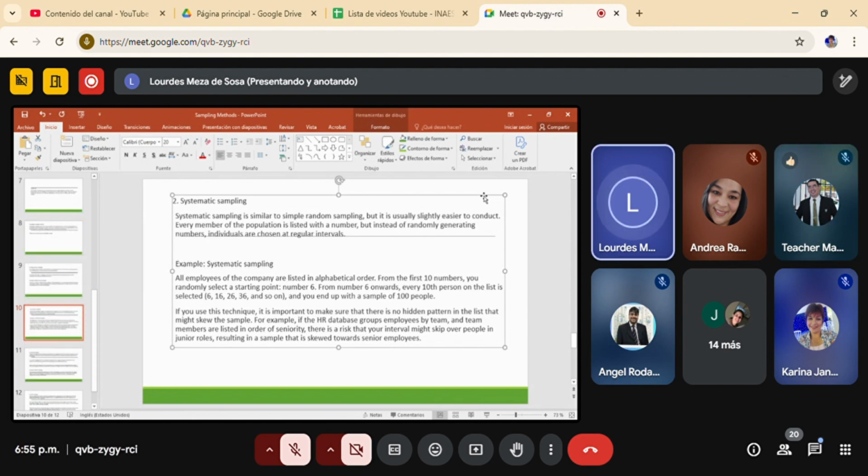Because otherwise you're mixing up everything. So for example, every 10th person on the list is selected, 6, 16, 26, 36, and so on, until you end up with 100 people.